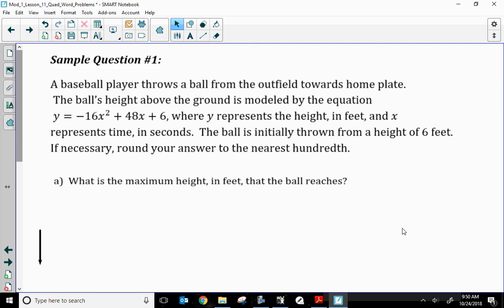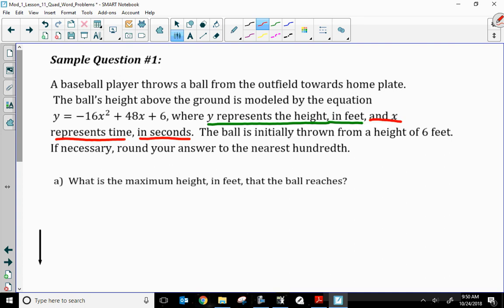A baseball player throws a ball from the outfield toward home plate. The ball's height above the ground is modeled by the equation y equals negative 16x squared plus 48x plus 6, where y represents the height in feet and x represents time in seconds. The ball is initially thrown from a height of 6 feet. If necessary, round your answers to the nearest hundredth.